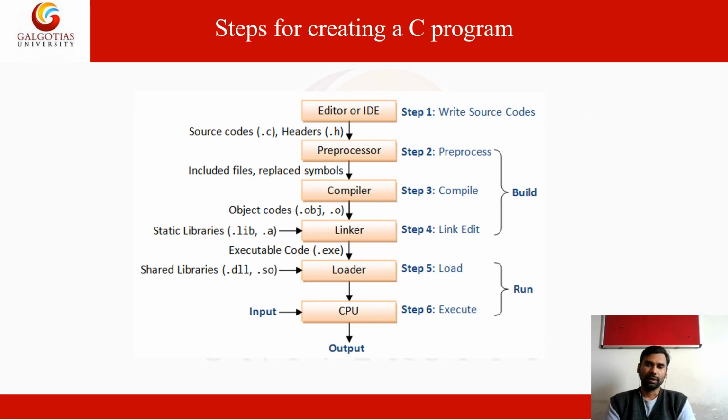Look at this: what are the steps for creating a C program? Step one, we need an editor or IDE, an integrated development environment, then preprocessor, compiler, linker, loader, and CPU. First, your source file consists of source code, which consists of statements and header files. Write the source code. Next, preprocess, which here means compiling.